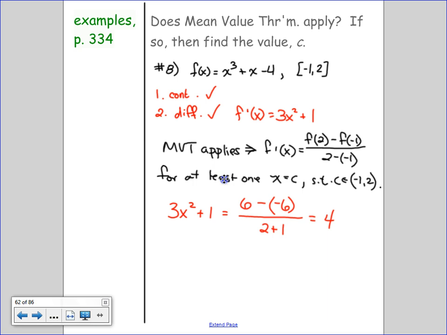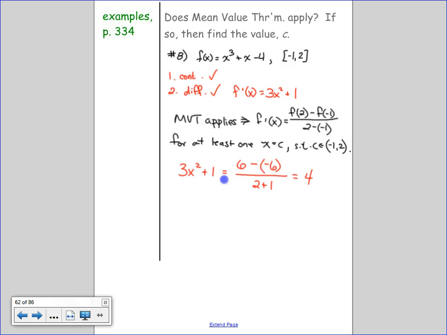Now I need to solve. How do I do that? Well, 3x squared equals 3, x squared equals 1, x equals plus or minus 1. He's my special c. You can call him x or c, either way. It's the special x value. Question, should I box both?